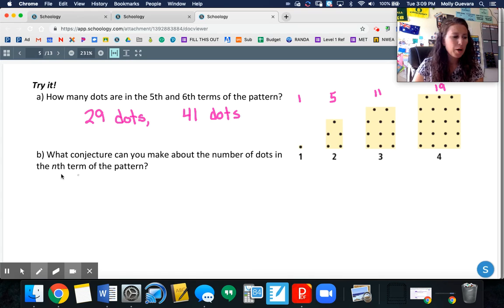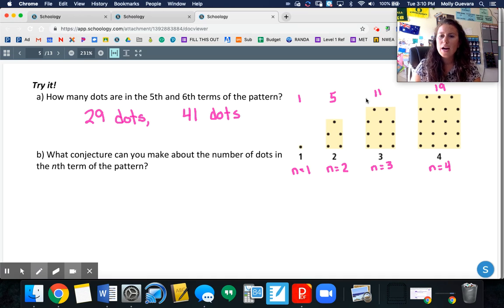But part B is now asking you for the actual conjecture. What's the equation? How could I figure out how many dots are in the 100th term, right? Or the 150th term or whatever. So we need to start looking at this and figuring out some sort of pattern that we see. Here I see n is 1, n is 2, right? n is 3, and n is 4.